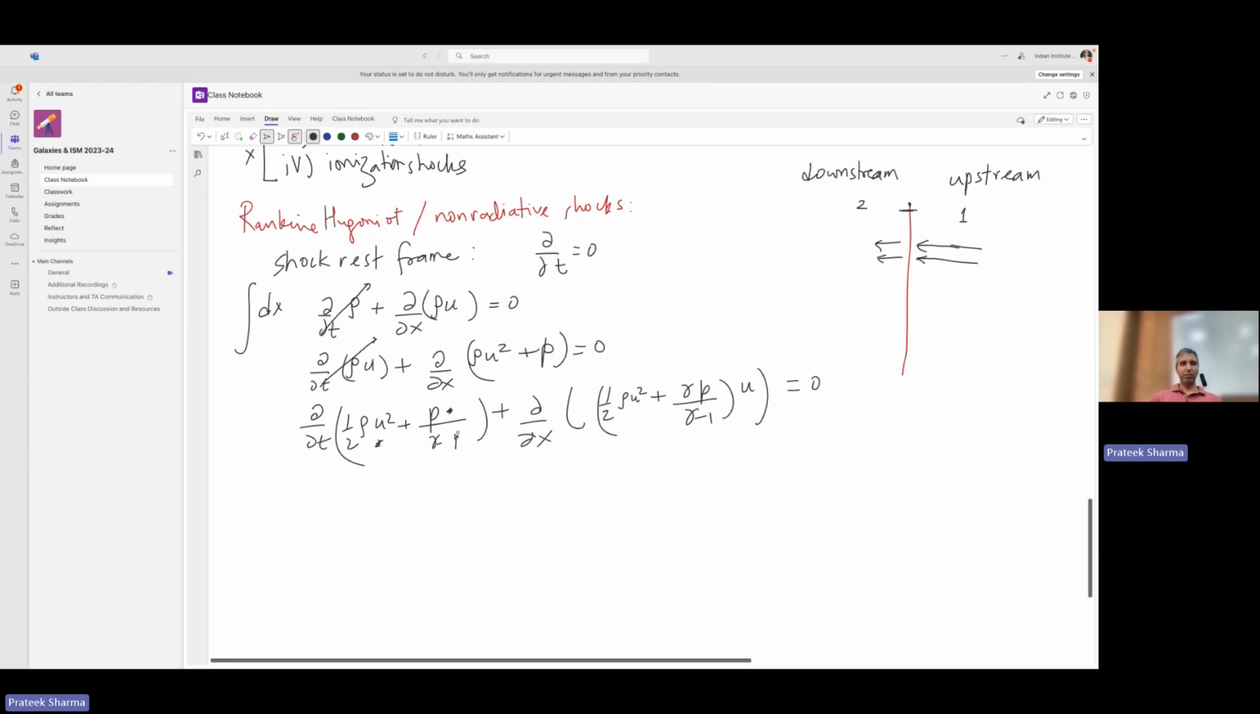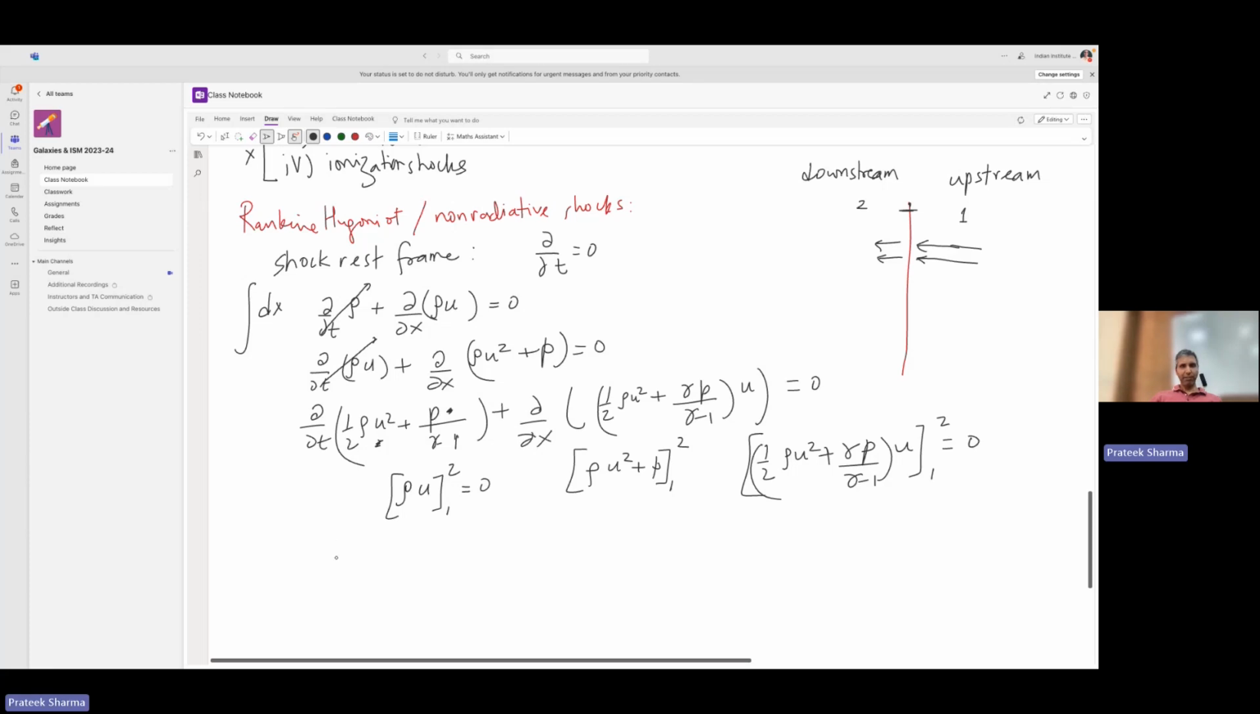So basically what you have is the jump in rho u from 1 to 2: rho u downstream minus rho u upstream is equal to zero. That's what the steady state and integration across the shock jump gives you. Similarly, the jump in rho u squared plus p: rho u squared plus p evaluated in 2, the downstream, minus rho u squared plus p evaluated in the upstream is equal to zero. Similarly, the jump in half rho u squared plus gamma p by gamma minus 1 times u is zero.